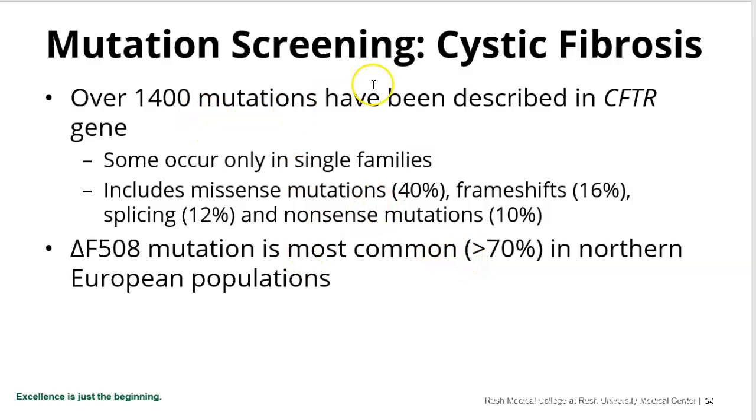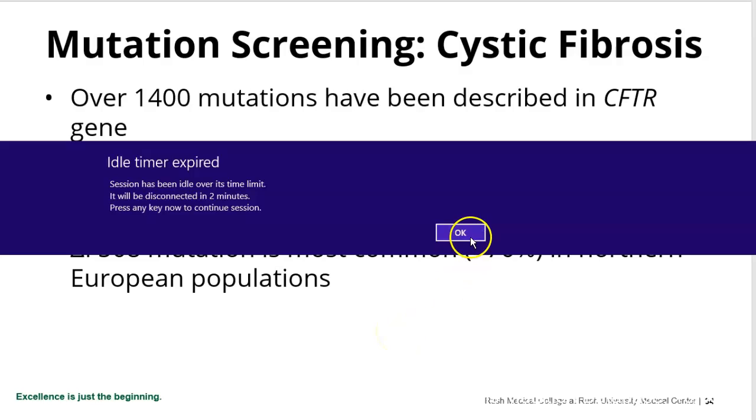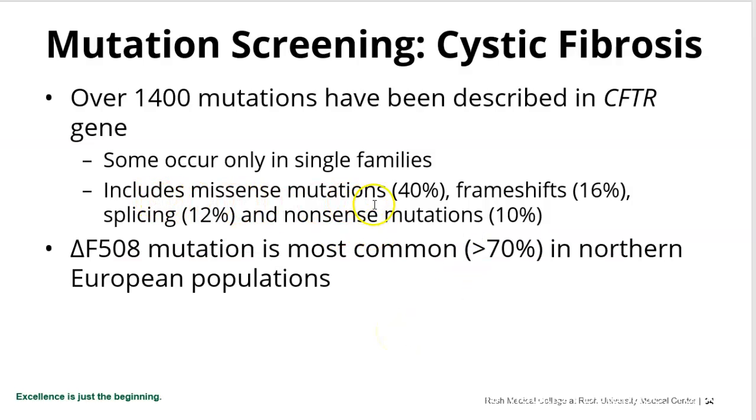Unlike sickle cell anemia, which was the easy thing, there are over 1,400 mutations we know of in CFTR. Some only occur in single families. These include missense mutations, frame shift, splicing, and nonsense mutations. But delta F508 is the most common. Over 70% of patients with cystic fibrosis, which is inherited in a recessive fashion, meaning there are 2 mutations, have at least one of the 2 alleles being a delta F508.